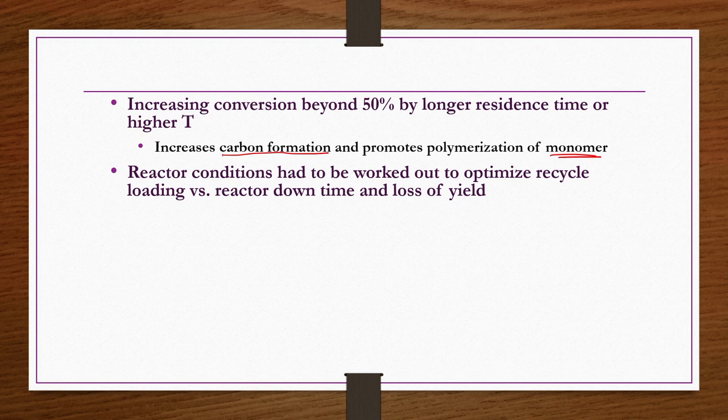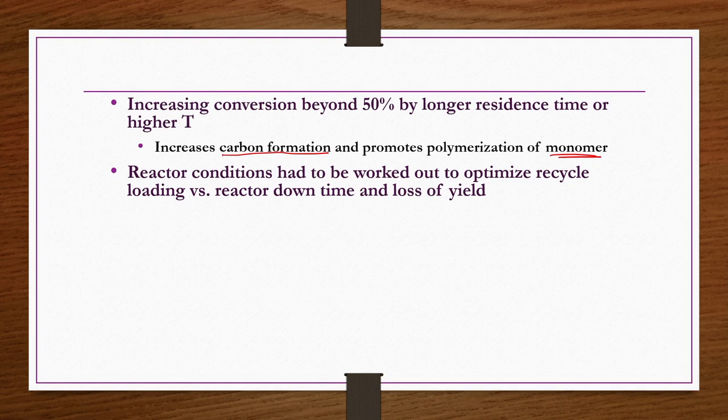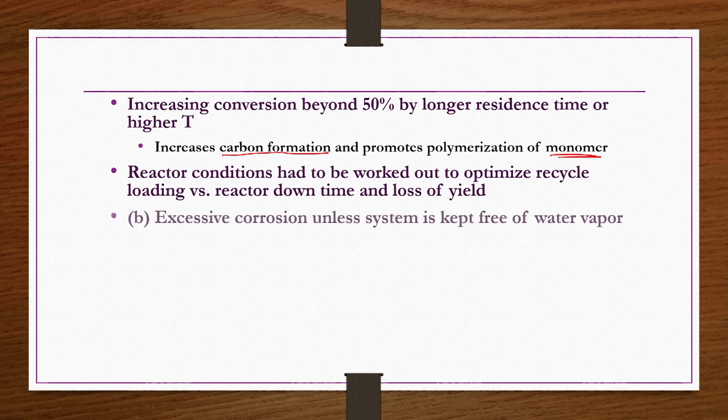The same is true for this process also, because once carbon formation is done, you can only produce CO or CO2 from it and nothing else. Of course, there may be some energy, but the carbon quantity is very small, so the energy produced by combusting carbon is very little and of no use at all. So you have to make sure that carbon formation is negligible. Reactor conditions have to be worked out to optimize recycle loading versus reactor downtime and loss of yield.